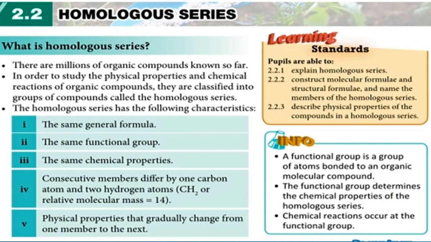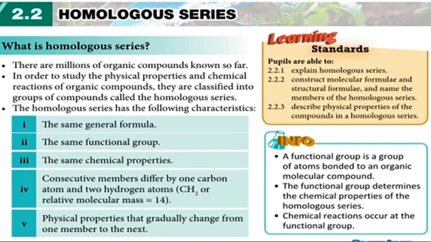Okay, so there are millions of organic compounds known so far. In order to study the physical properties and also the chemical reactions of organic compounds, all the organic compounds are classified into groups of compounds called homologous series. Because there are too many organic compounds, it is easier if they are classified into groups of compounds. So we call it homologous series.